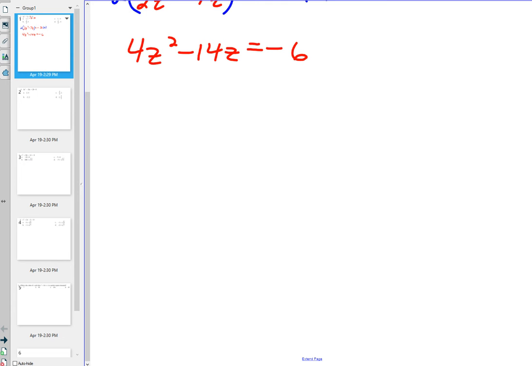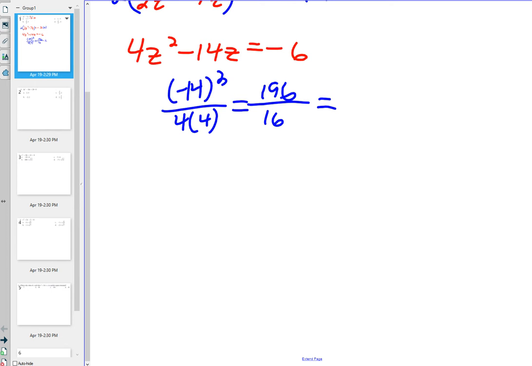We need to complete the square. Complete the square is b squared over 4a, which gives you 196 over 16. Uh-oh. When I try to divide that, I get a decimal. So instead of dividing by 16, we'll just divide each one by 4. 196 divided by 4 gives you 49. This one gives you 4, so we end up with 49 over 4. That's the number that's going to complete the square.